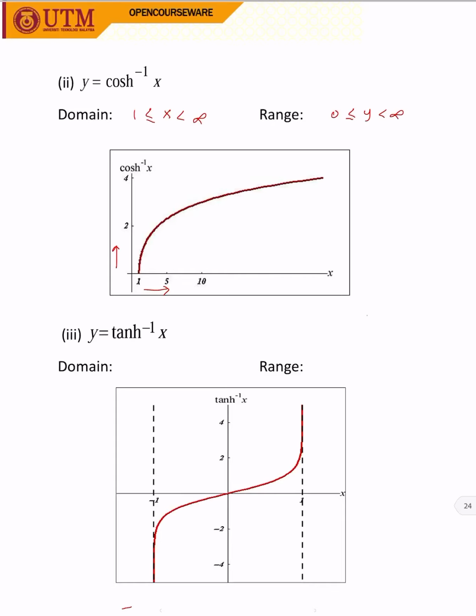For the tangent inverse, for the domain we look at x, so this is the value, from -1 until 1. How about the range? The range is from minus infinity up to infinity. No problem, because it's infinity, but it doesn't touch the asymptote line.